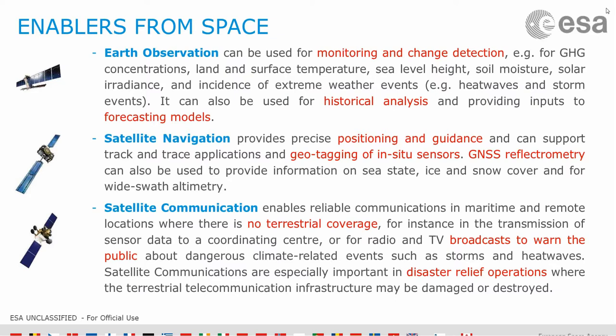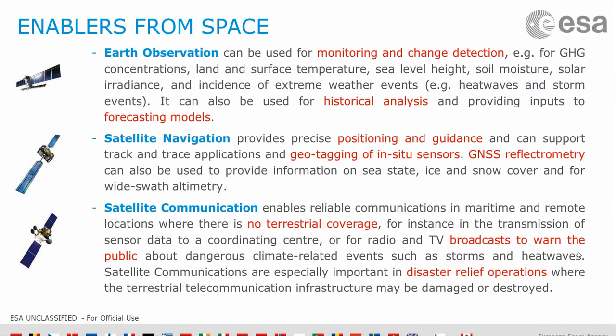So in terms of what's possible from space, Earth observation particularly has a major role to play here for things like monitoring and change detection. That could be greenhouse gas concentrations, but also land and surface temperature, height of sea level, soil moisture, solar irradiance, the incidence of storms, extreme weather events. And of course, you can also use geodata for historical analysis and providing inputs to forecasting models.